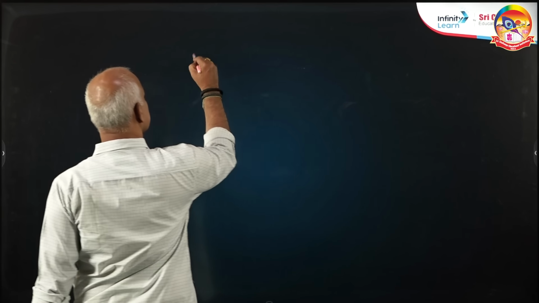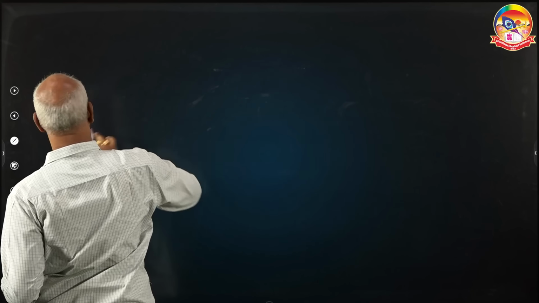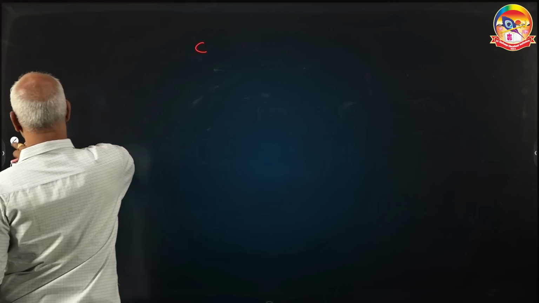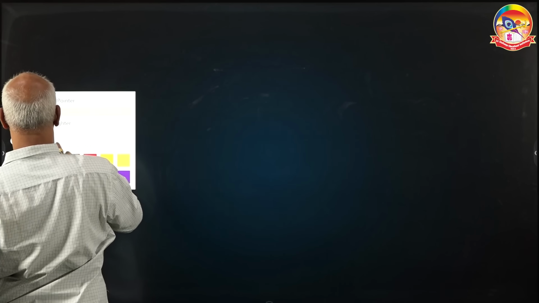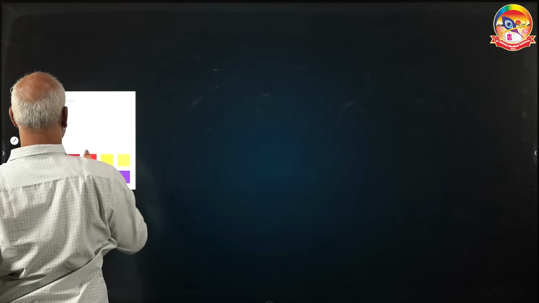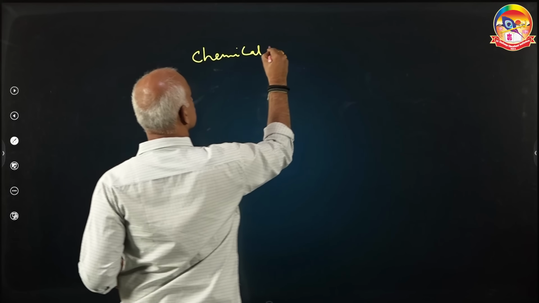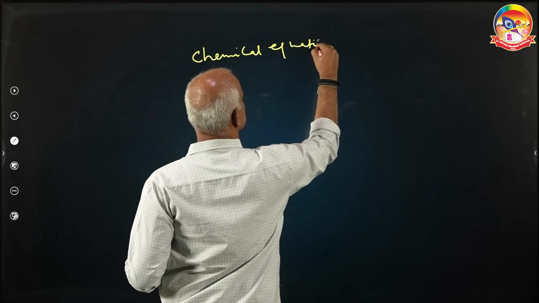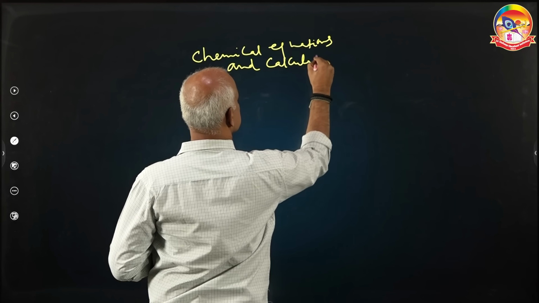Now the last part of stoichiometry that we wanted to discuss is chemical equations and calculations.